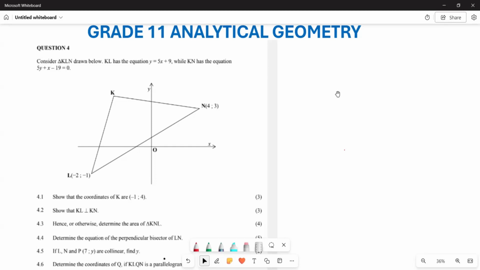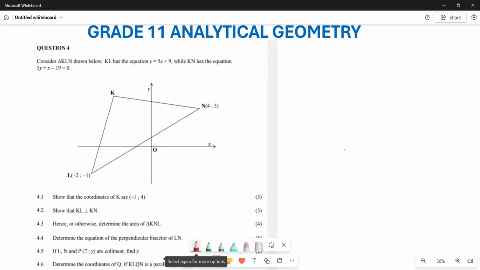What is it that we are given here? Basically, we are having your triangle KLN, whereby you are having the equation of KL, which is y is equals to 5x plus 9, while KN is an equation which is 5y plus x minus 19 is equals to 0, right? Now, the first question is, they want us to show that the coordinates of K is going to be equal to -1 and 4.